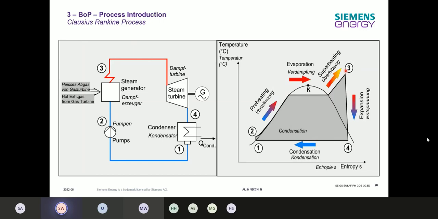Preheating, evaporation, superheating. Preheating, 100% water. Evaporation, on the inlet, 100% water. On the outlet, 100% steam. Superheating, only steam. So from there, outlet of the boiler, we are getting into the steam turbine, and on the steam turbine, we have an expansion. So the expansion is going through the different stages of the turbine.